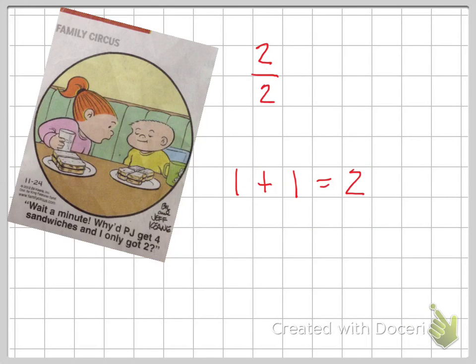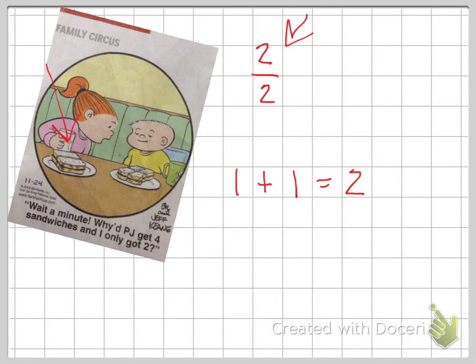So looking at this cartoon, we can see that PJ's sister is probably a middle child because she is feeling duped. But we know PJ's mom would never shortchange her sweet, precious angel. As we see, their mom gave each of them one whole sandwich. She cut one sandwich into 2 pieces. It's still one sandwich, but she cut it into 2 pieces and gave her daughter the 2 out of the 2 pieces of the one sandwich.